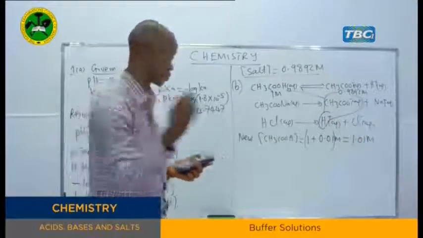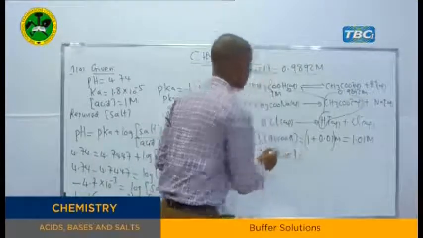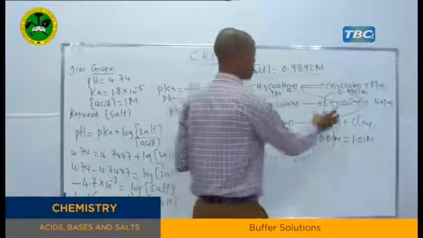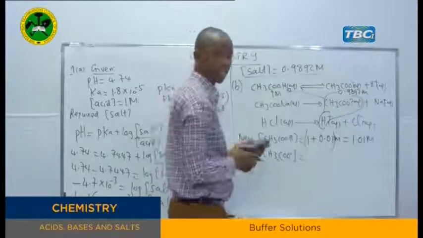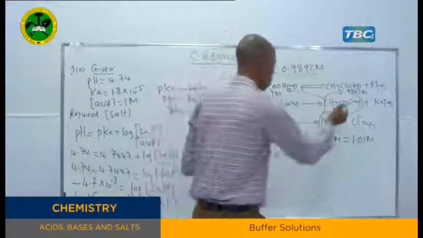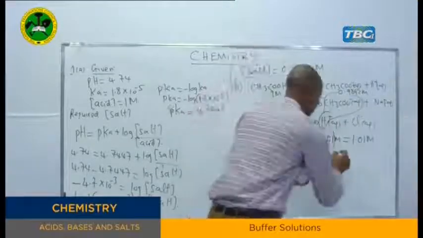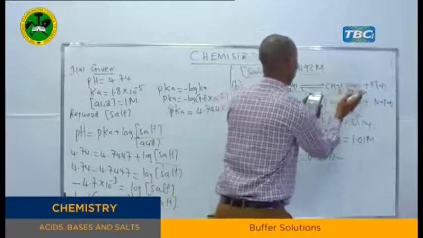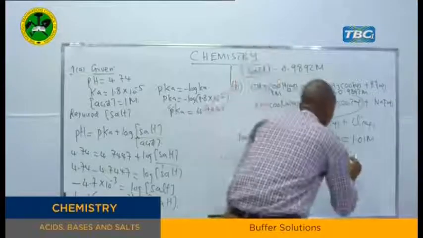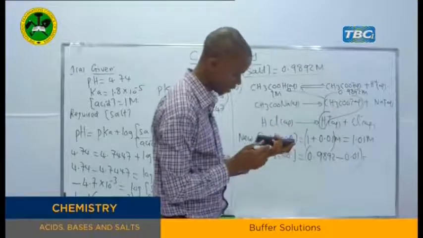How about the concentration of the salt? Now, this is the salt, acetate ion. Because it will be used to combine to produce the acetic acid, that means it will decrease by the same factor of the acid which is added. So, originally we had 0.9892. This will decrease by the amount that is added, because they have been combined to make the acetic acid. So we subtract that amount of acid which is added, 0.01. What are we going to get? Now you can use your calculator there.